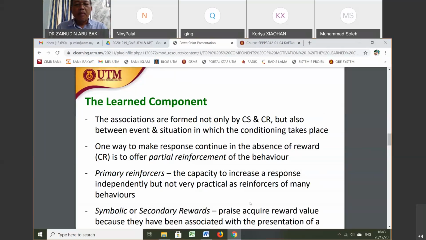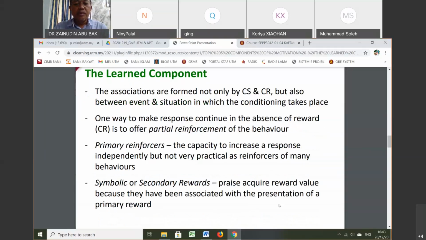It's not to say very practical to every single context or every single behavior. It may require some adjustment or modification. Okay, so that's what we mean. And then the symbolic and secondary rewards. Praise acquires reward value because it has been associated with the presentation of the primary rewards. See, again, the way we praise the children and the learner. So sometimes not every single activity we should apply that, right?